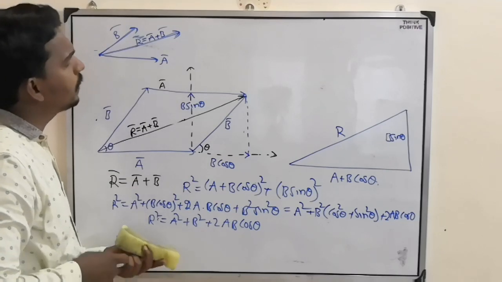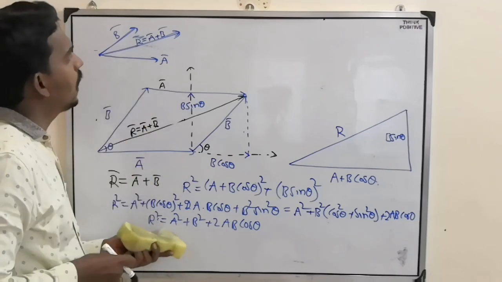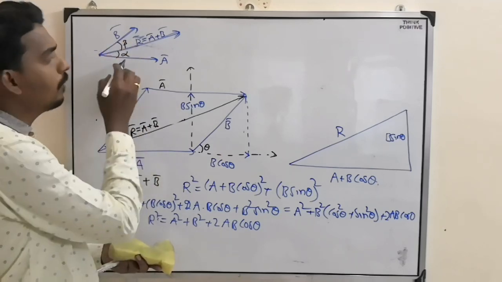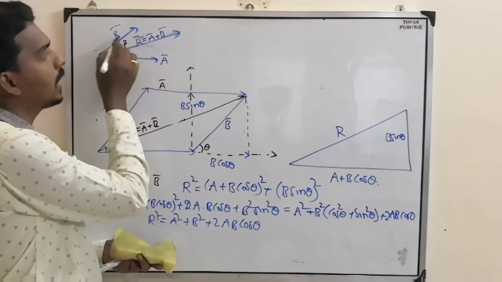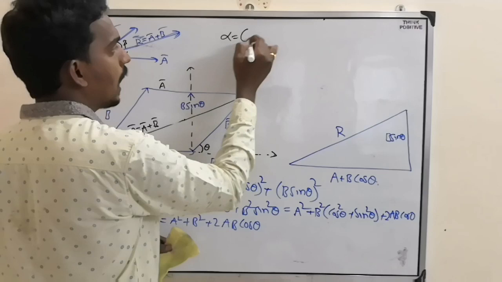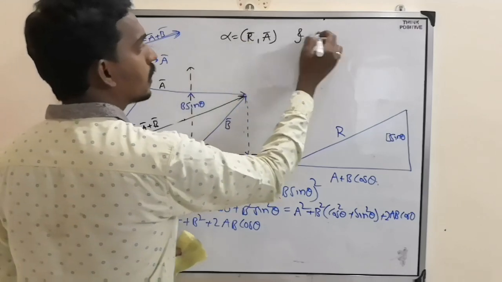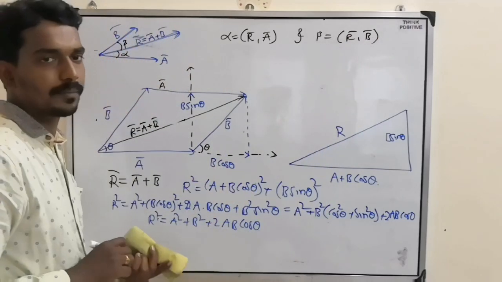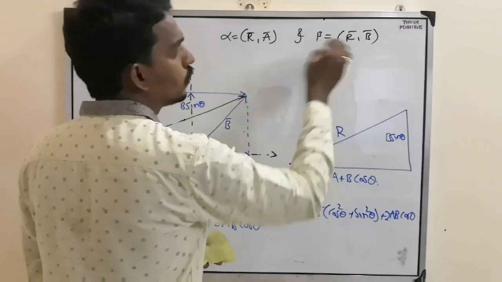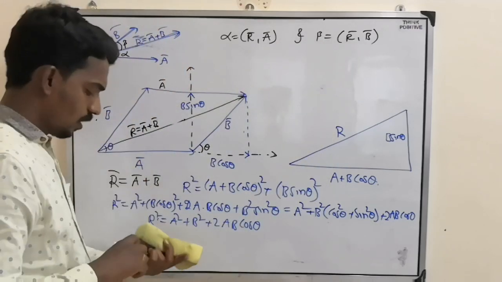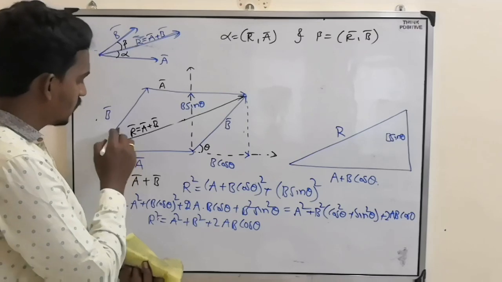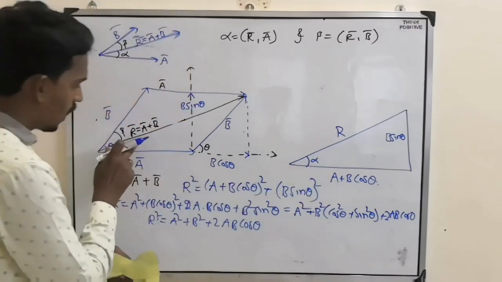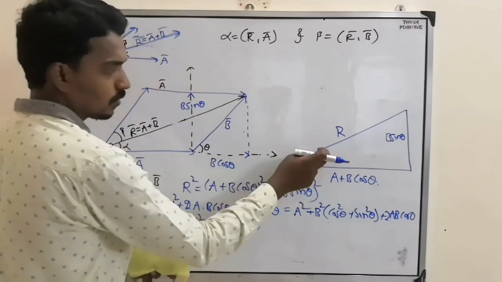So the angle between A bar and B bar was theta. But the angle between R bar and A bar and R bar and B bar is different. Let's take alpha and beta. Alpha is the angle with A bar, beta is the angle with B bar. So alpha is the angle between R bar and A bar and beta is the angle between R bar, B bar. Then they will ask you how to find alpha, beta. Simple. So here, this is alpha, this is beta.